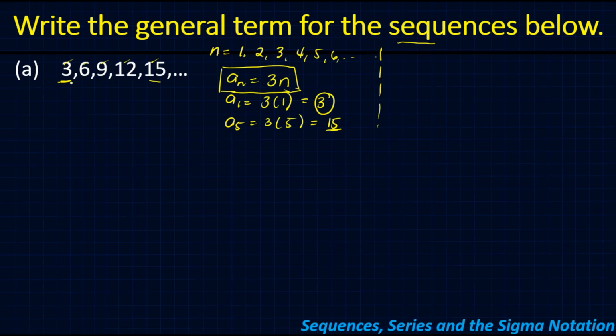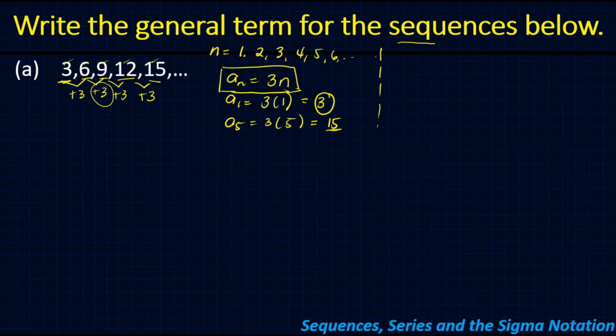So in here, what will we do to 3 to obtain 6? Plus 3. What will we do to 6 to obtain 9? Plus 3. What will we do to 9 to obtain 12? Plus 3. And what will we do to 12 to obtain 15? Plus 3. So, as you can see, we have a common difference. Since there is a common difference, this sequence is arithmetic.